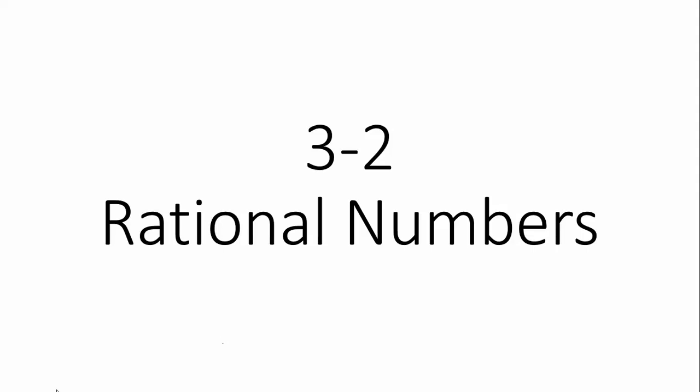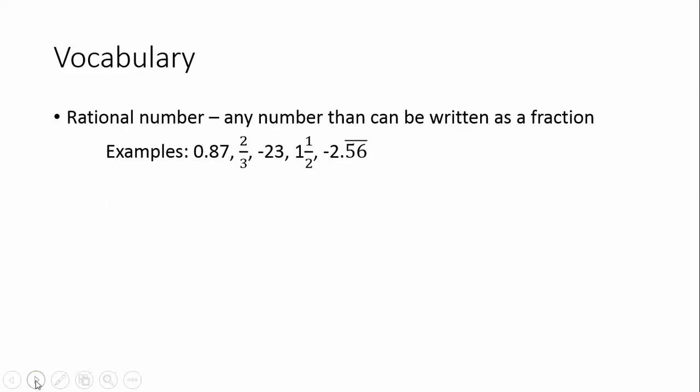Section 3.2 is titled Rational Numbers. The first vocabulary term is rational number, and a rational number is any number that can be written as a fraction. So here we have some examples: 0.87, 2/3, -23, 1.5, and -2.56, with the 5/6 repeating.